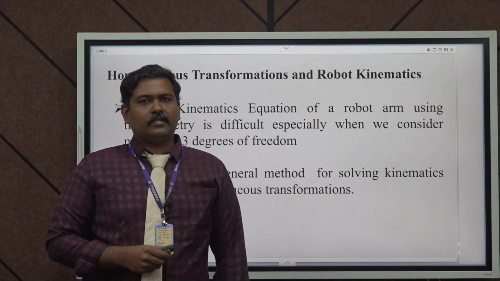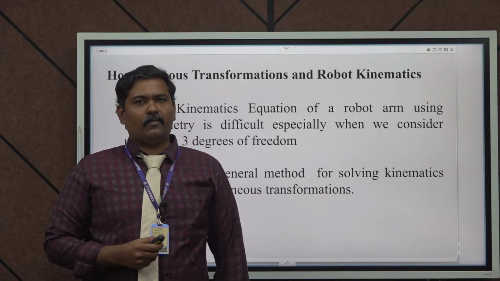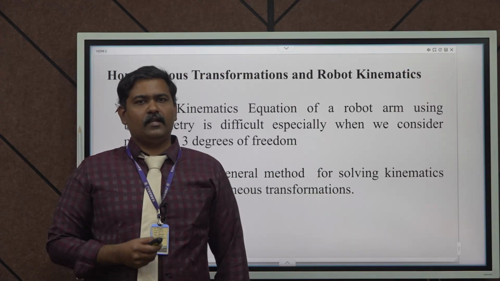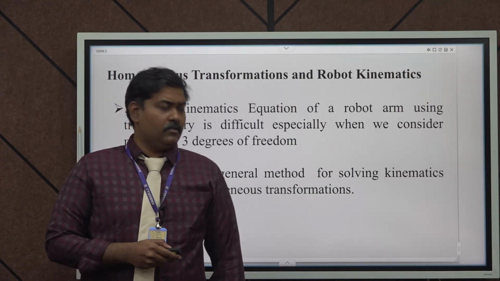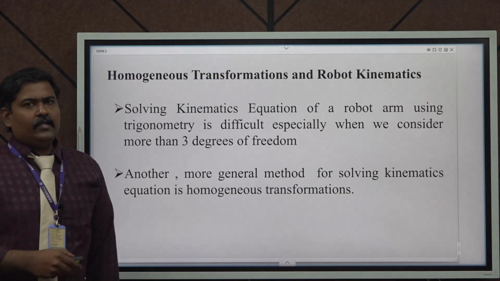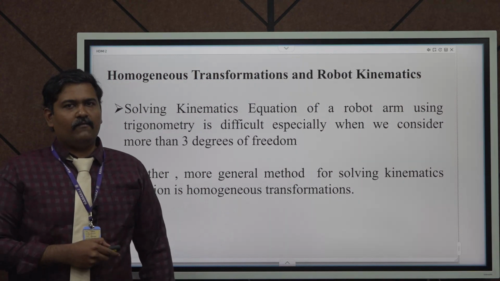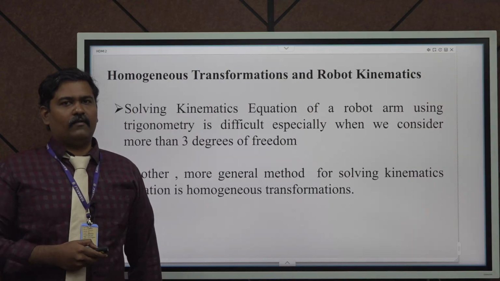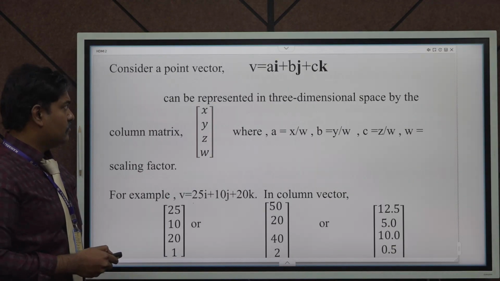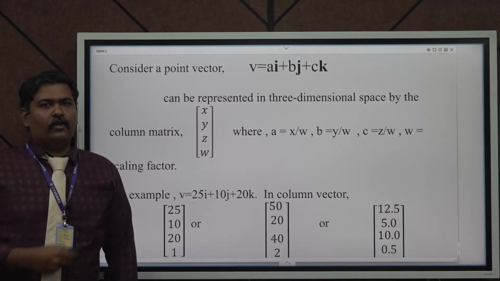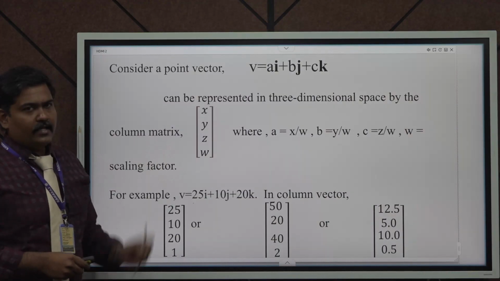Generally, solving kinematics equations using trigonometric formulas is difficult when we consider more than 3 degrees of freedom. Here we also have another method called homogeneous transformation. This helps to solve kinematics equations of a robotic arm. So before getting to the topic, let us consider an example.